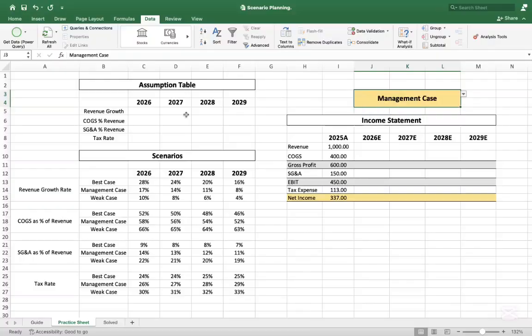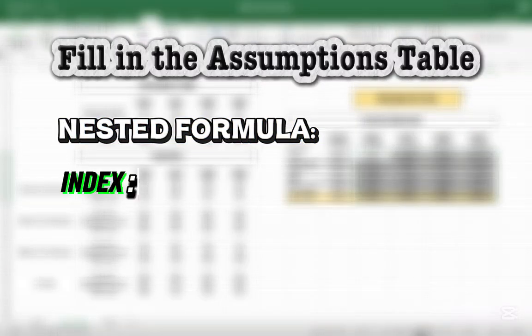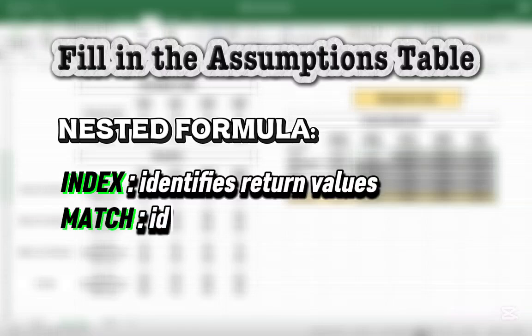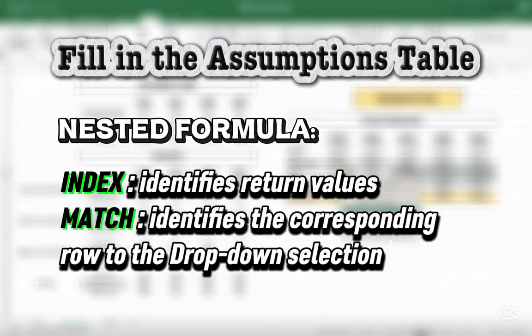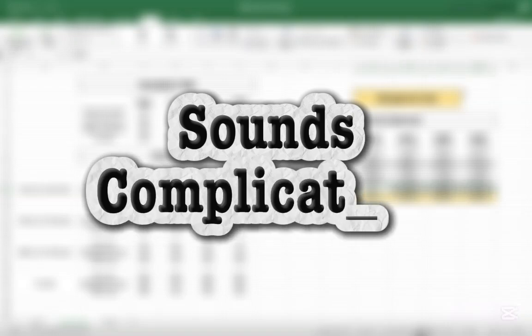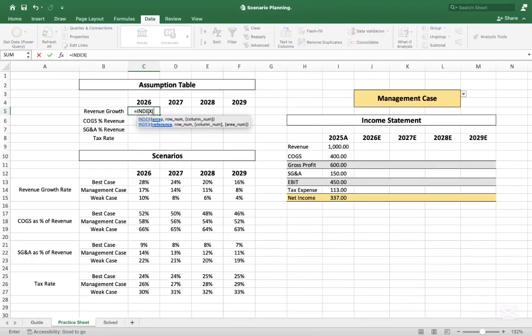The second step is to fill in the assumption table. We'll use a nested formula for this, where index identifies the return values while match identifies the corresponding row to the drop-down selection. This might sound a little complicated if you're not well versed with Excel, so let me break this down again. Type in equal sign, then index. Now select the range of return values. For revenue growth in 2026, the corresponding range is C13 to C15.